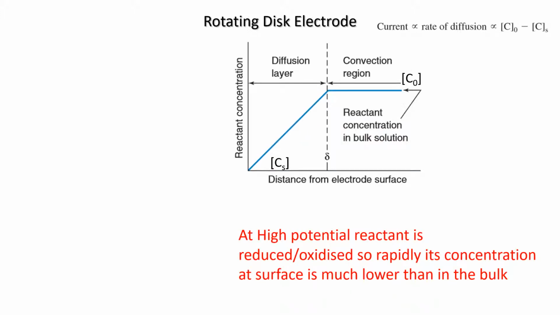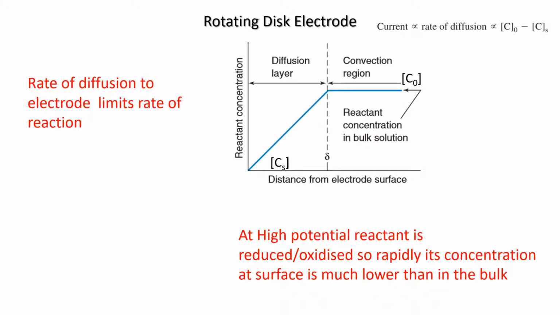surroundings. At sufficiently high potential, the reactant is reduced or oxidized so rapidly as to reduce its concentration at the surface to 0. And then there is a diffusion gradient between the surface and the bulk concentration being C0. Obviously the surface concentration in this instance is very much lower than in the bulk. Now this rate of diffusion to the electrode limits the rate of reaction.